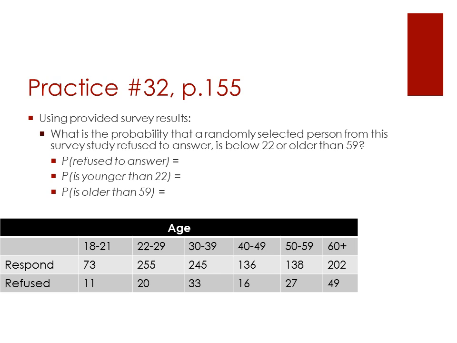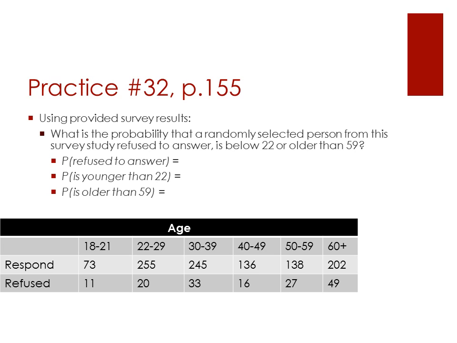So this is problem number 32 in your books on page 155. And the question we're going to be solving here is looking at this particular set of individuals that were contacted about a survey. We want to know the probability of randomly selecting a person from this specific group that refused to answer, is below 22, or older than 59.